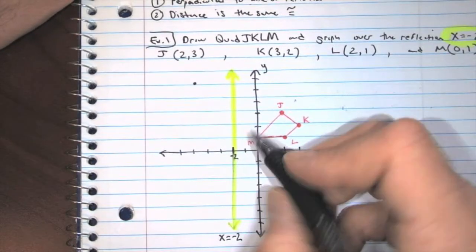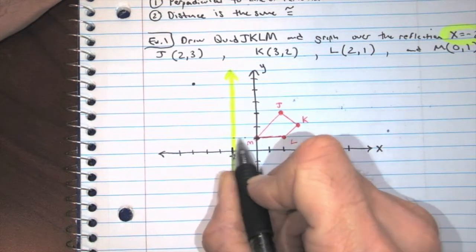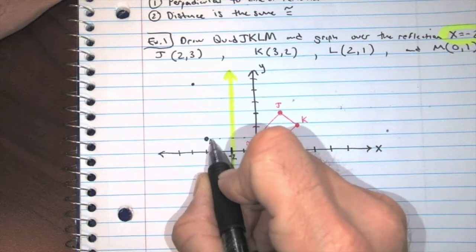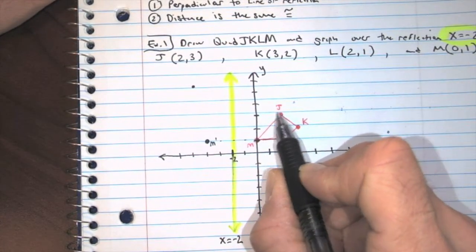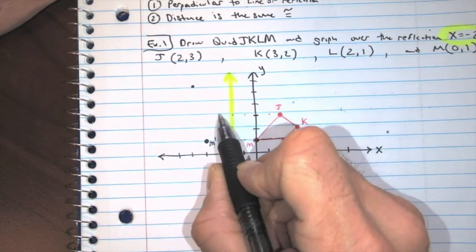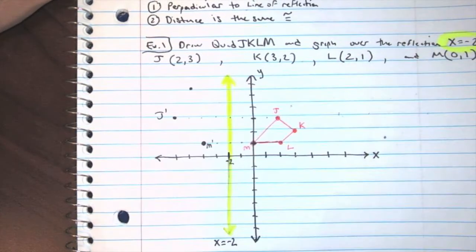So because this is a vertical line, go 1, 2. I think the distance to the line of reflection is 2, so go 1, 2 on the other side. And folks, there's M prime. Let's do J next. J is 1, 2, 3, 4 units to the line of reflection. 1, 2, 3, 4. Bam. You can do the rest.